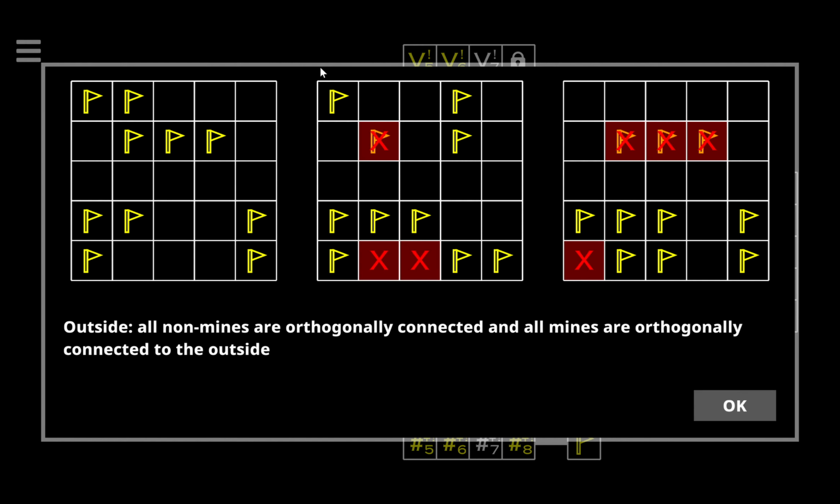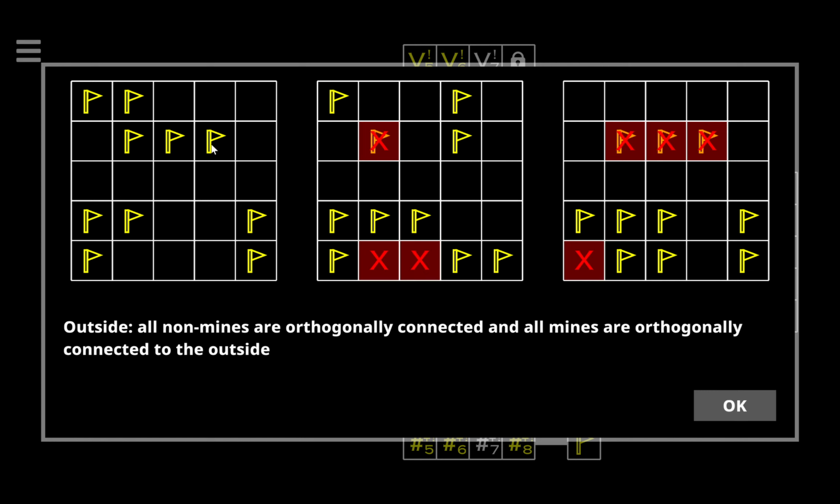This one is admittedly a bit interesting. If you're a pencil puzzle solver, it follows, I think, cave logic to some degree. It's kind of like cave in the way that you have to put the mines.